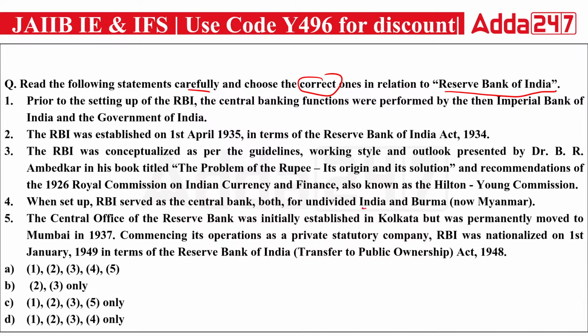Okay. The next statement: when the RBI was set up, it served as the central bank for both undivided India and Burma, which is now known as Myanmar. And the fifth statement says the Central Office of the Reserve Bank of India was initially established in Kolkata but was permanently moved to Mumbai in 1937. Commencing its operation as a private statutory company, RBI was nationalized on 1st January 1949 in terms of the Reserve Bank of India Act 1948.